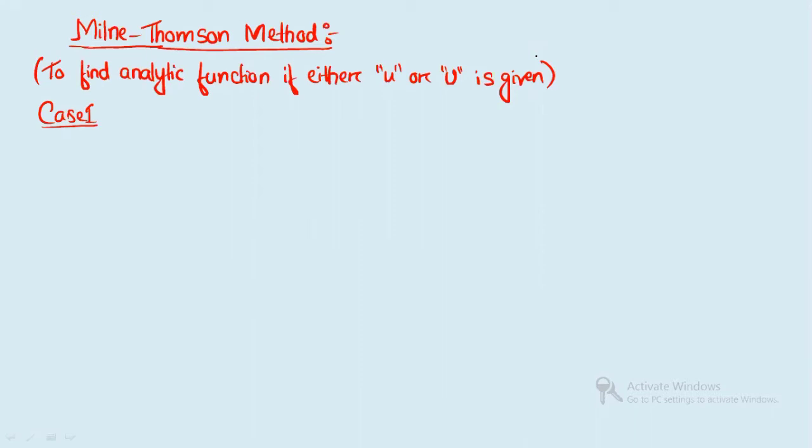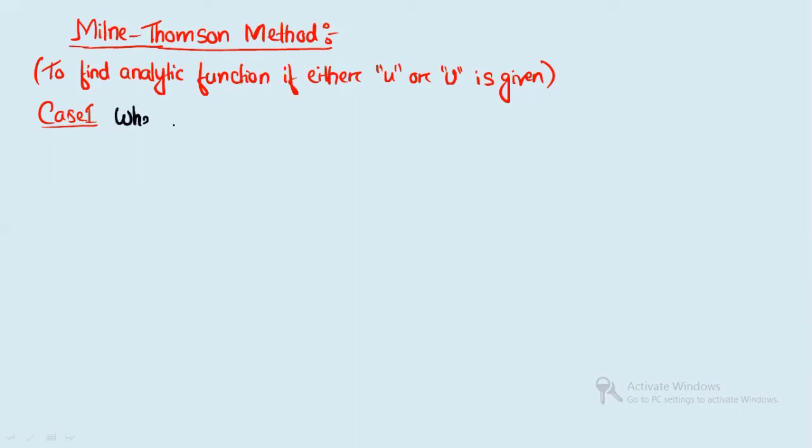One thing I would like to say: the Milne Thomson method is the method by which we can find the function directly without finding the other conjugate function. That means if u is given to you, then you don't have to find the imaginary part. You can directly find the function. So how we will find that, we will see. For that we will consider the first case, that is case one.